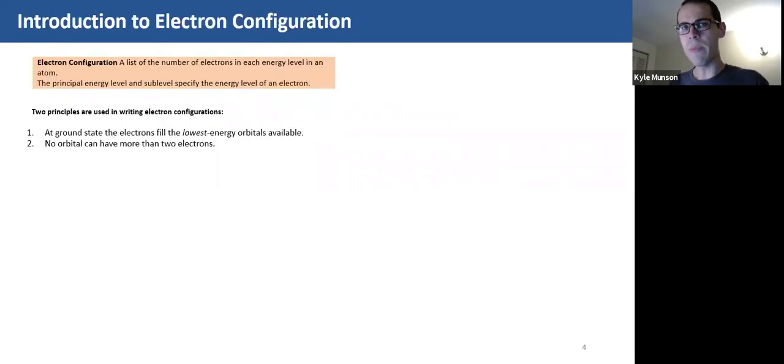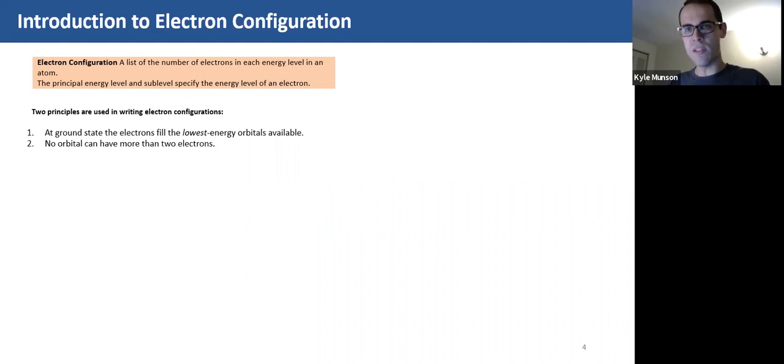All right, so what do we mean by electron configurations? Well, they're just a list of the number of electrons in each energy level of an atom. The principal energy level and the sublevel specify the energy level of an electron. And then we're going to fill those energy levels with electrons when we write the electron configuration of certain elements, which we'll see in a second.